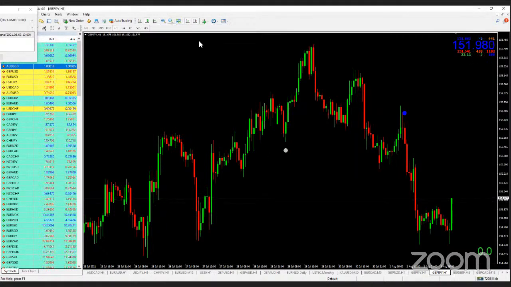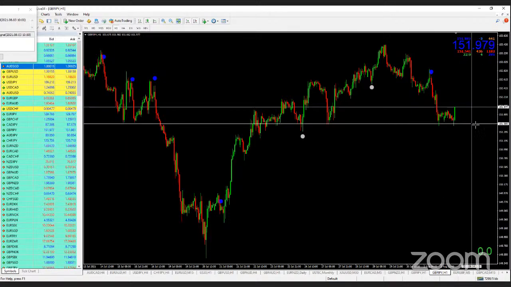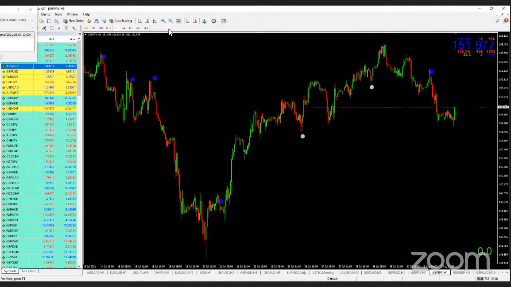Okay, well, yes, we know one of the reasons why the price would move is when it gets to certain levels. So we're not surprised that this is happening here. We're not surprised that is happening there.